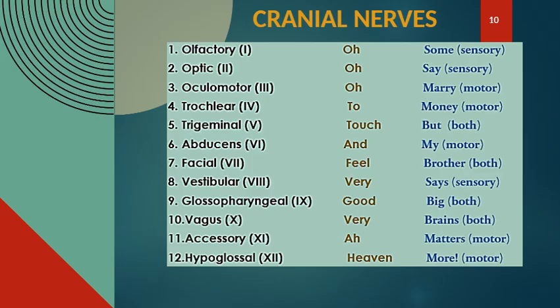There are 12 cranial nerves. They have been listed in order on this slide, along with 2 mnemonics that help you remember their names and whether each one is a sensory nerve, motor nerve, or both. The cranial nerves emerge directly from the brain rather than the spinal cord, and they control many essential functions such as vision, hearing, swallowing, facial movement, and smell.